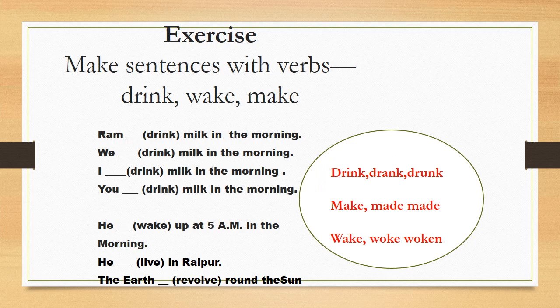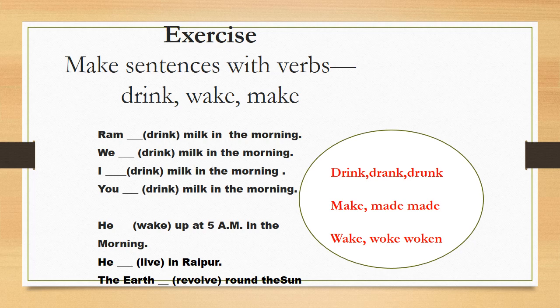Now I hope the things are clearer to you. Now you can make sentences. Can you make sentences with these verbs? Drink, wake, make. If I give you an exercise, just think about this. Ram dash drink milk in the morning. See, Ram is the subject given. Drink, the verb in the first form is drink, drank, drunk. So you will write drink, and again you come back to the basics. You have to add s or es. Now you see Ram, your subject is singular, so you will write Ram drinks.